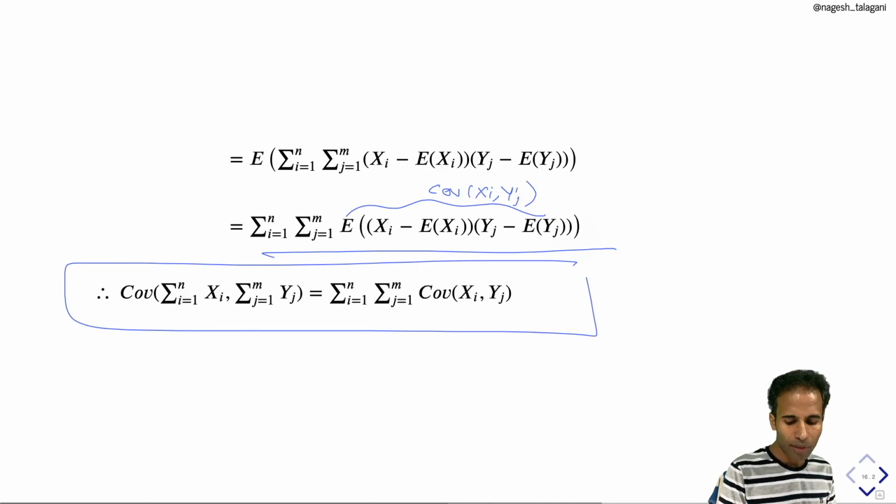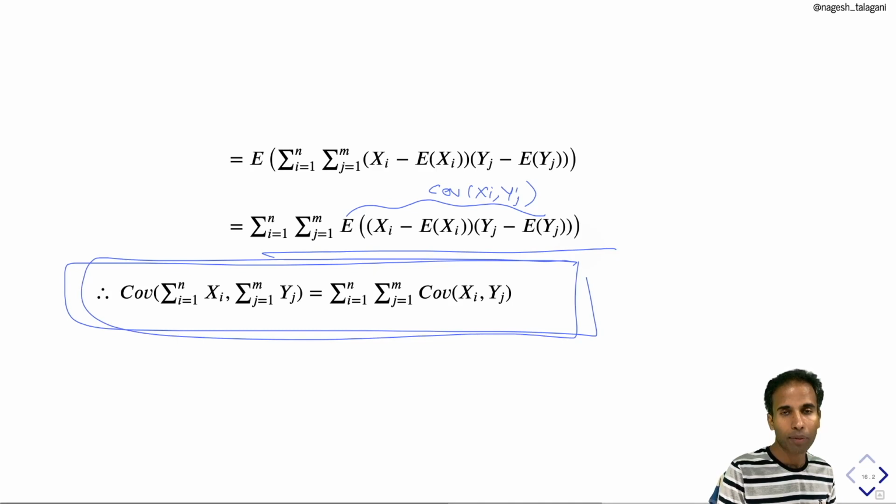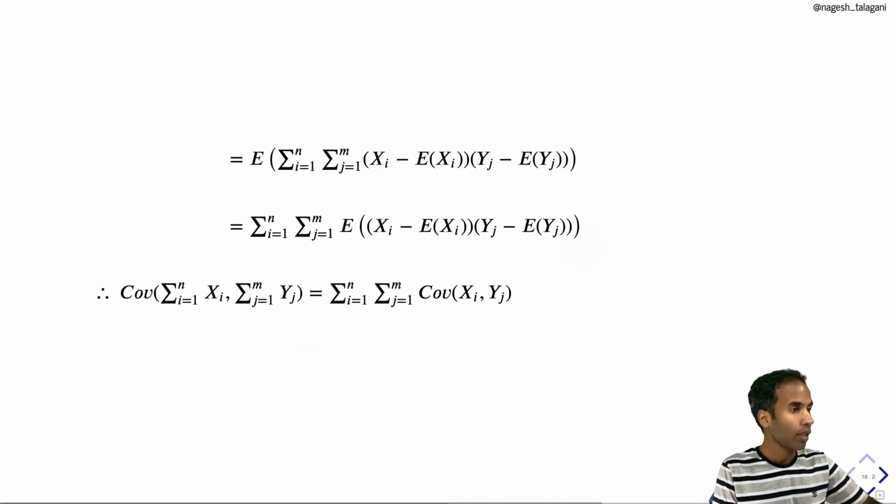Covariance of summation i equal to 1 to n xi comma summation j equal to 1 to m yj is going to be this double summation of covariance xi comma yj, where the first sum runs over the first index i from 1 to n, and the second summation runs over the second index j from 1 to m. Okay, so this is the result we have.